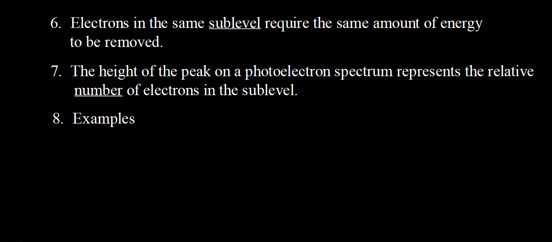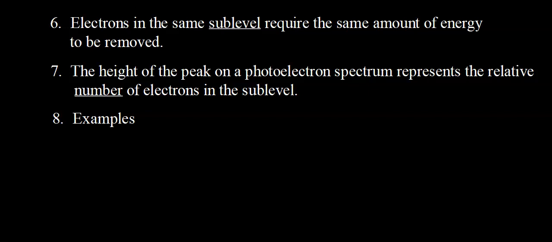Also very important is this idea of degenerate orbitals. Degenerate orbitals, that's a term describing this here in number 6, that the electrons in the same sublevel essentially have the same amount of energy or require the same amount of energy to be removed. So the 3p orbitals in the p sublevel are degenerate, meaning they have the same amount of energy. The 5d orbitals in a d sublevel are also degenerate. They have the same amount of energy.